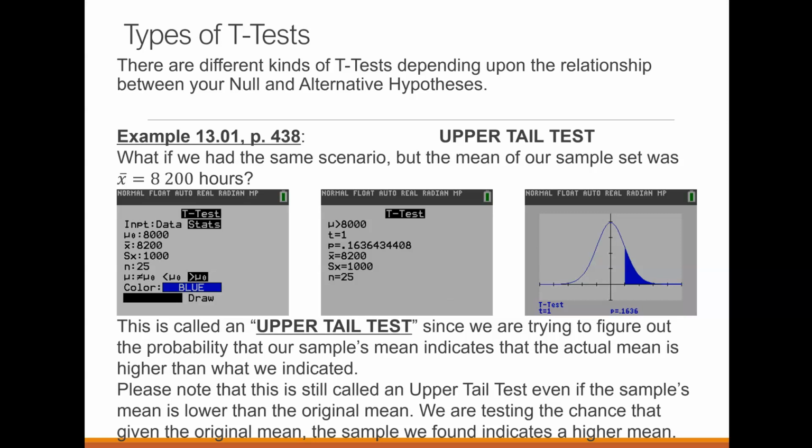So what we've done here, these last two examples, have been an upper tail test. That's this option here, when we select the greater than option, when we try to figure out the probability that our sample's mean indicates the actual mean is higher than we expected. Keep in mind, you can still do an upper tail test even if the sample mean is lower than the original mean, right? Because we're testing for the probability that the sample mean is bigger than the original mean. If our sample mean is lower than the population mean, we'd expect the probability that the sample mean is actually bigger to be quite low, right? But not zero. Okay?